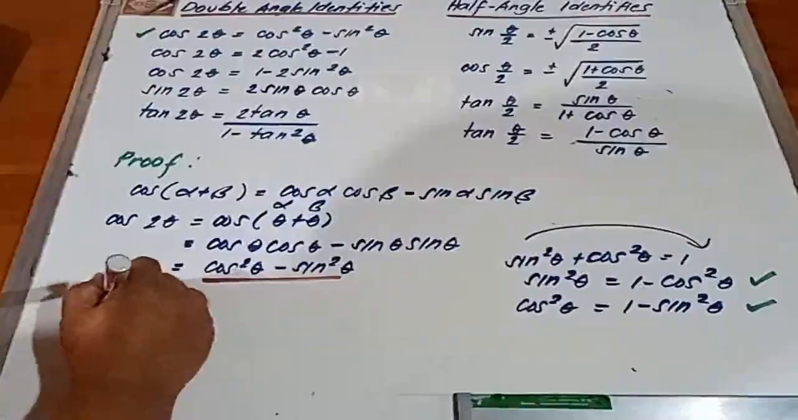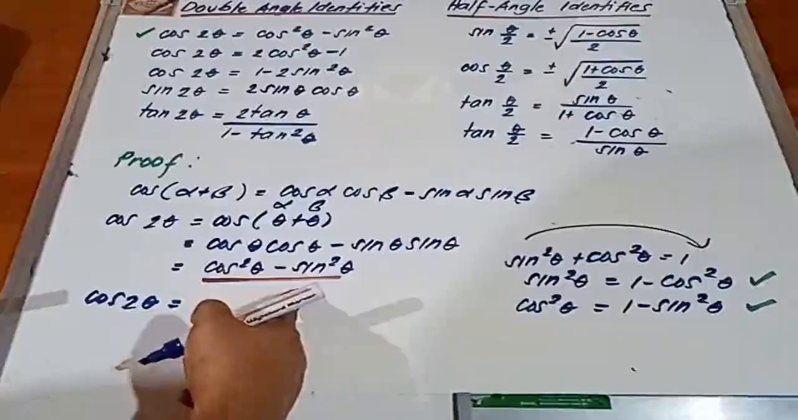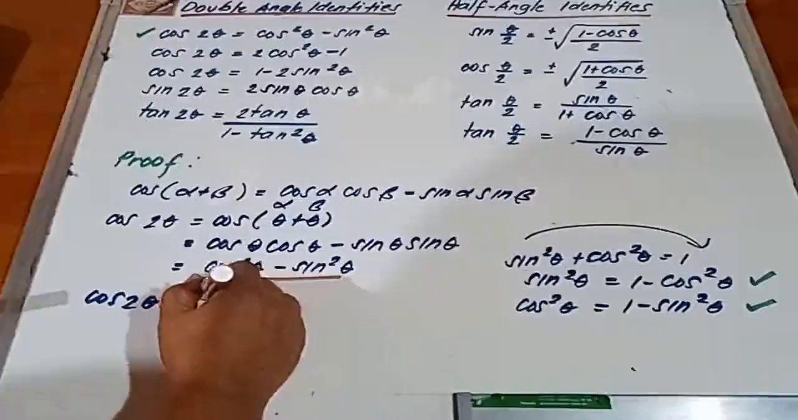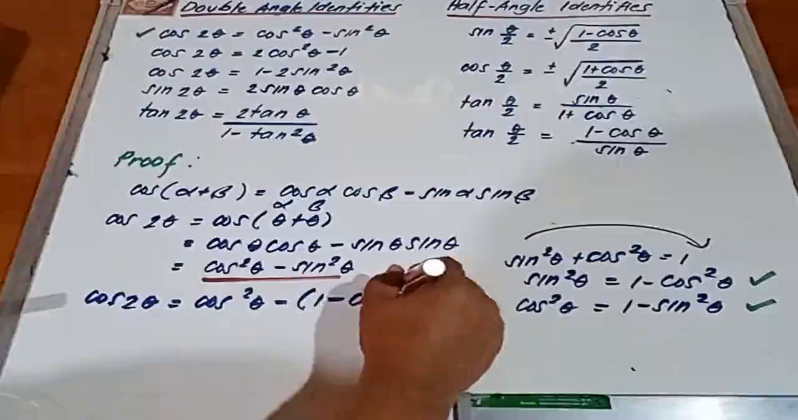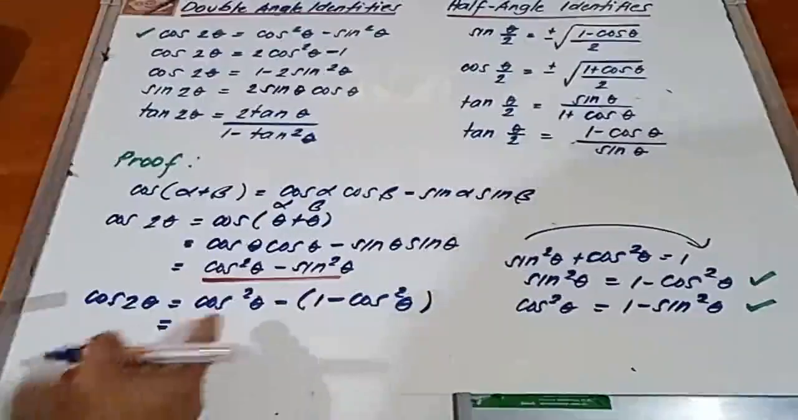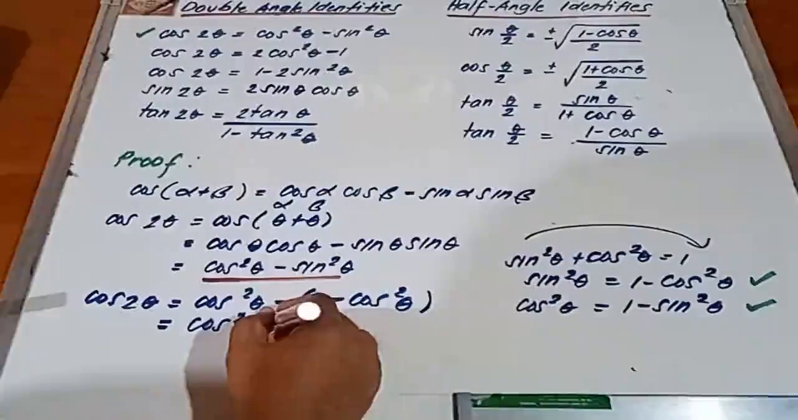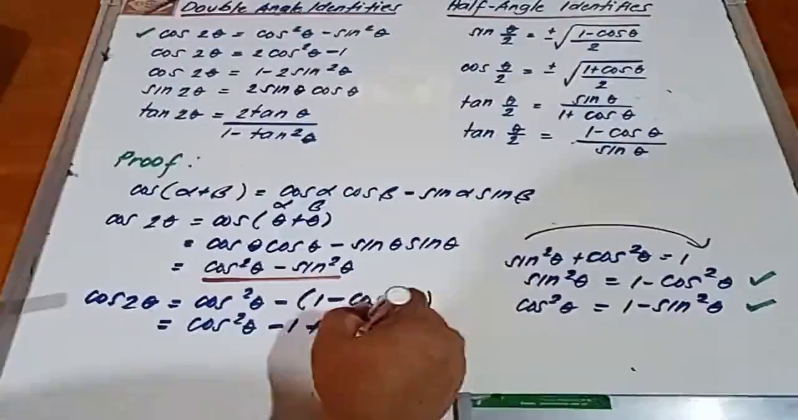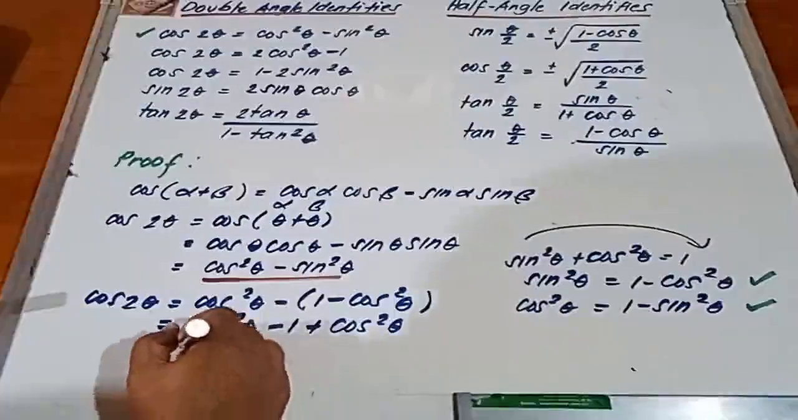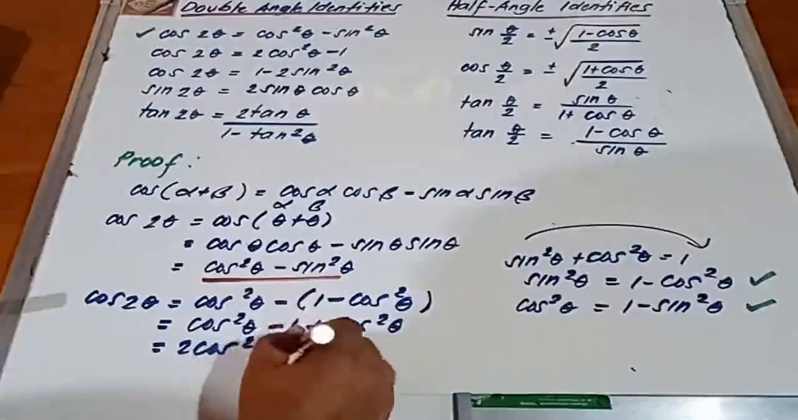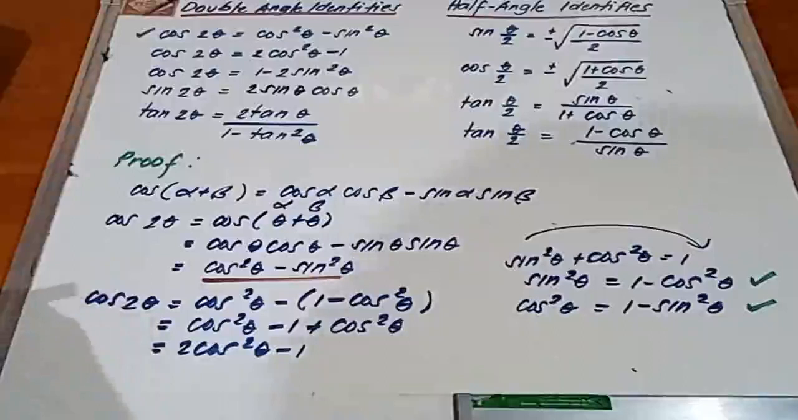So, again, we have cosine 2 theta. So, kung itong gagamitin natin, i-replace na natin si sine squared theta. So, ang mangyayari ay cosine squared theta minus 1 minus cosine squared theta. Okay. Distribute natin o yung tanggalin yung parenthesis. We have cosine squared theta minus 1 plus cosine squared theta. We have cosine squared theta plus another cosine squared theta, that is 2 cosine squared theta minus 1. So, mapapansin nyo, na-derive na natin yung second double angle identity for cosine function.